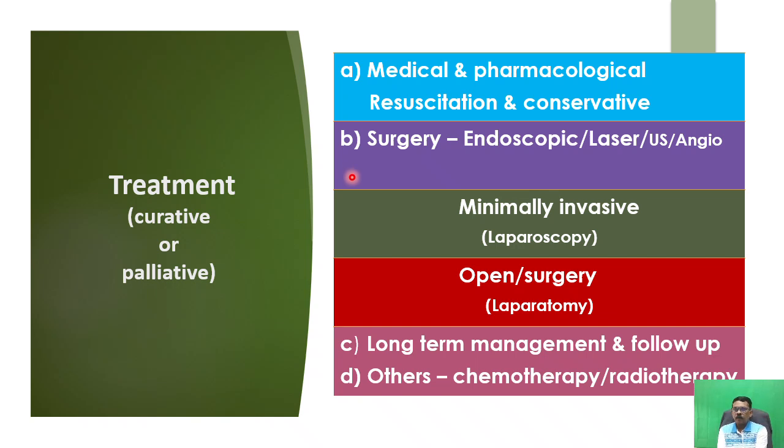Next, we go into the long-term treatment and follow-up of patients. This is very, very important, especially in chronic cases and cancer cases. These are very important for long-term management and follow-up to detect complications or recurrence of the tumor. And finally, others like chemotherapy or radiotherapy in cases of malignancy.